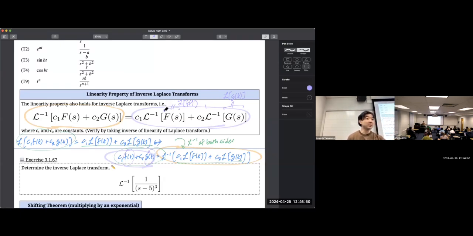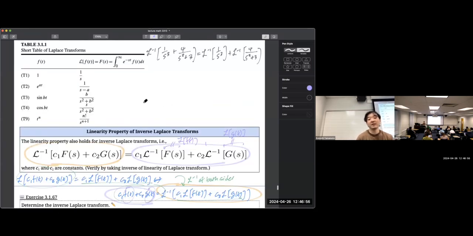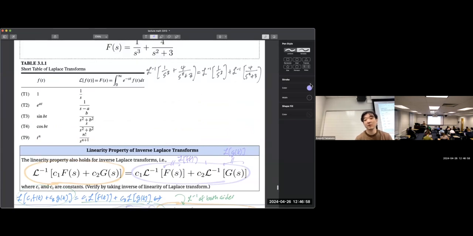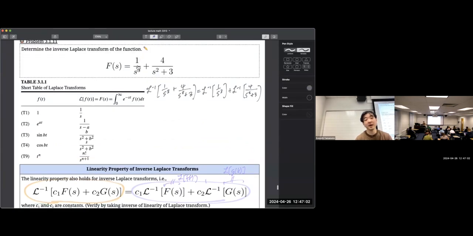Knowing that Laplace transforms satisfy this linearity property is enough for you to show, using this, that the inverse Laplace transform must also satisfy that same linearity. So we can break up this function into two if you want to compute the inverse Laplace transform.